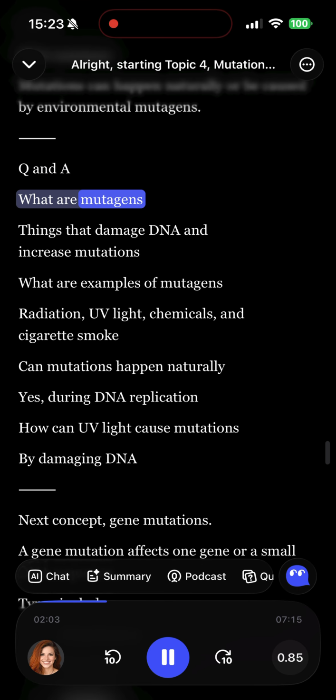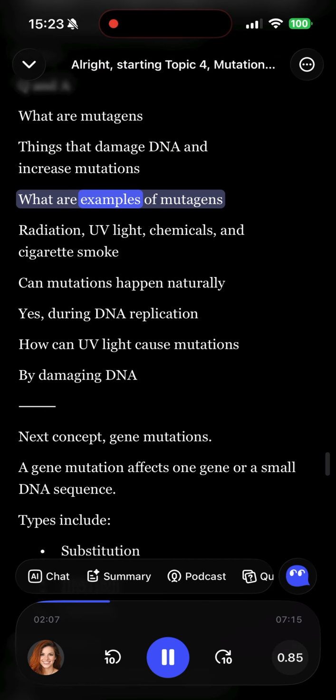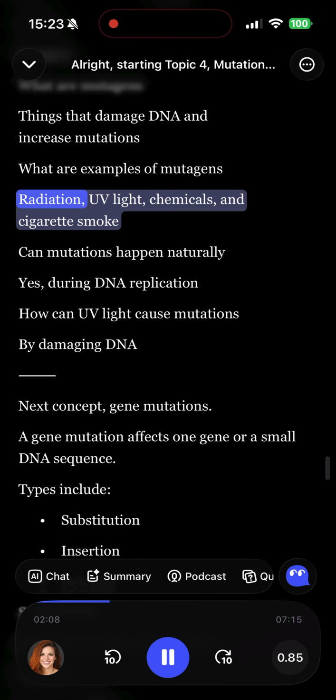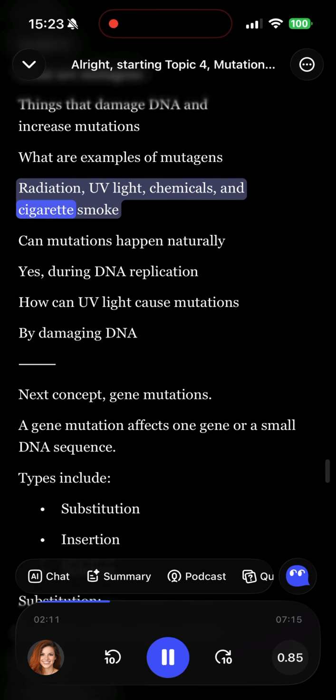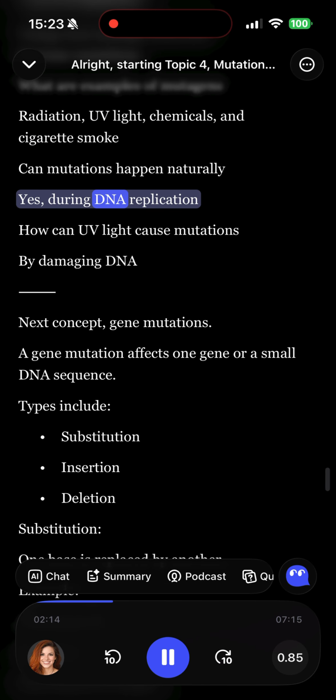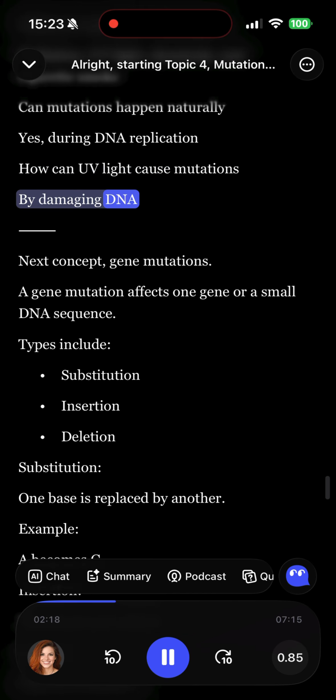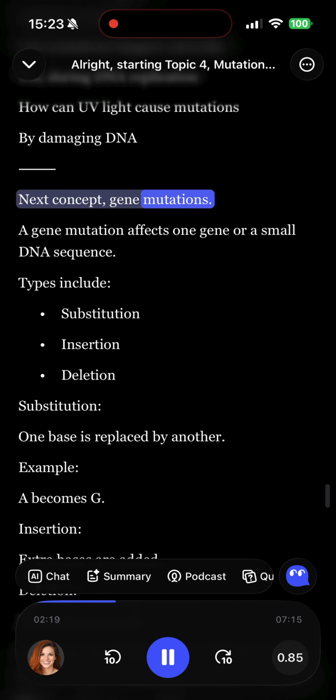Q&A. What are mutagens? Things that damage DNA and increase mutations. What are examples of mutagens? Radiation, UV light, chemicals, and cigarette smoke. Can mutations happen naturally? Yes, during DNA replication. How can UV light cause mutations? By damaging DNA.